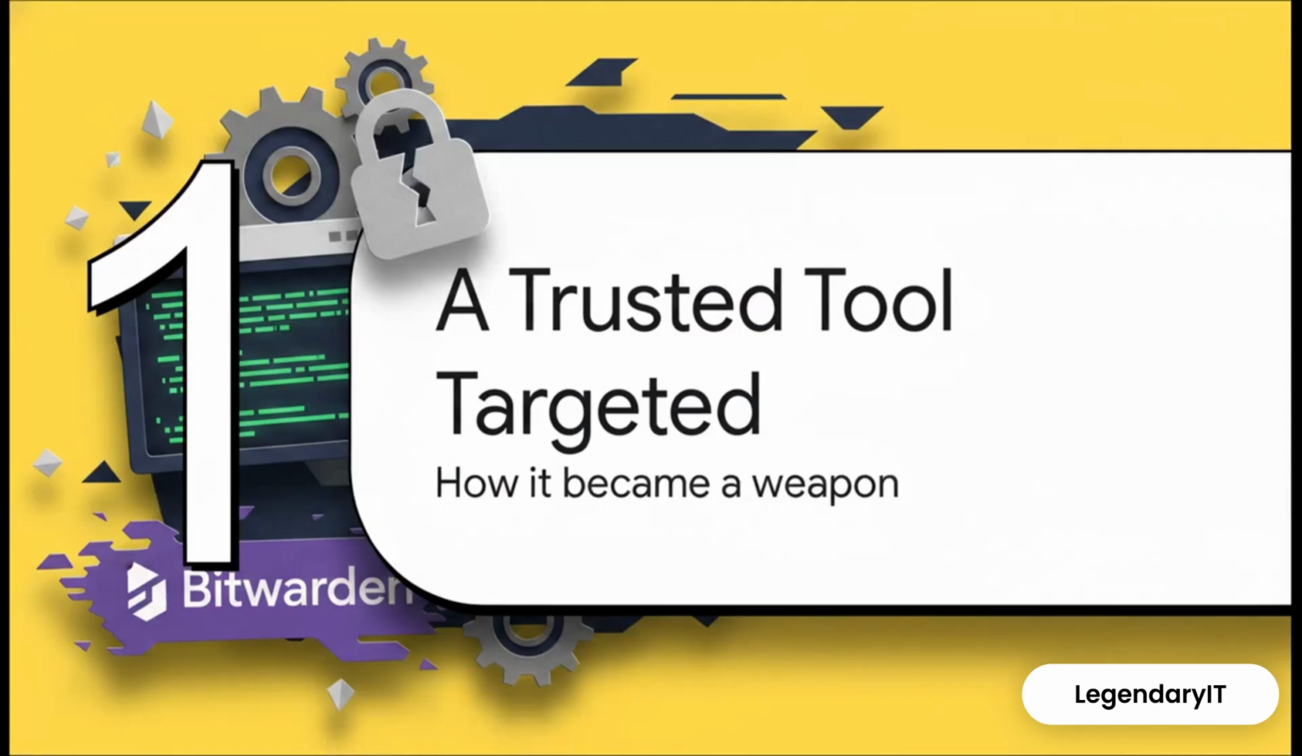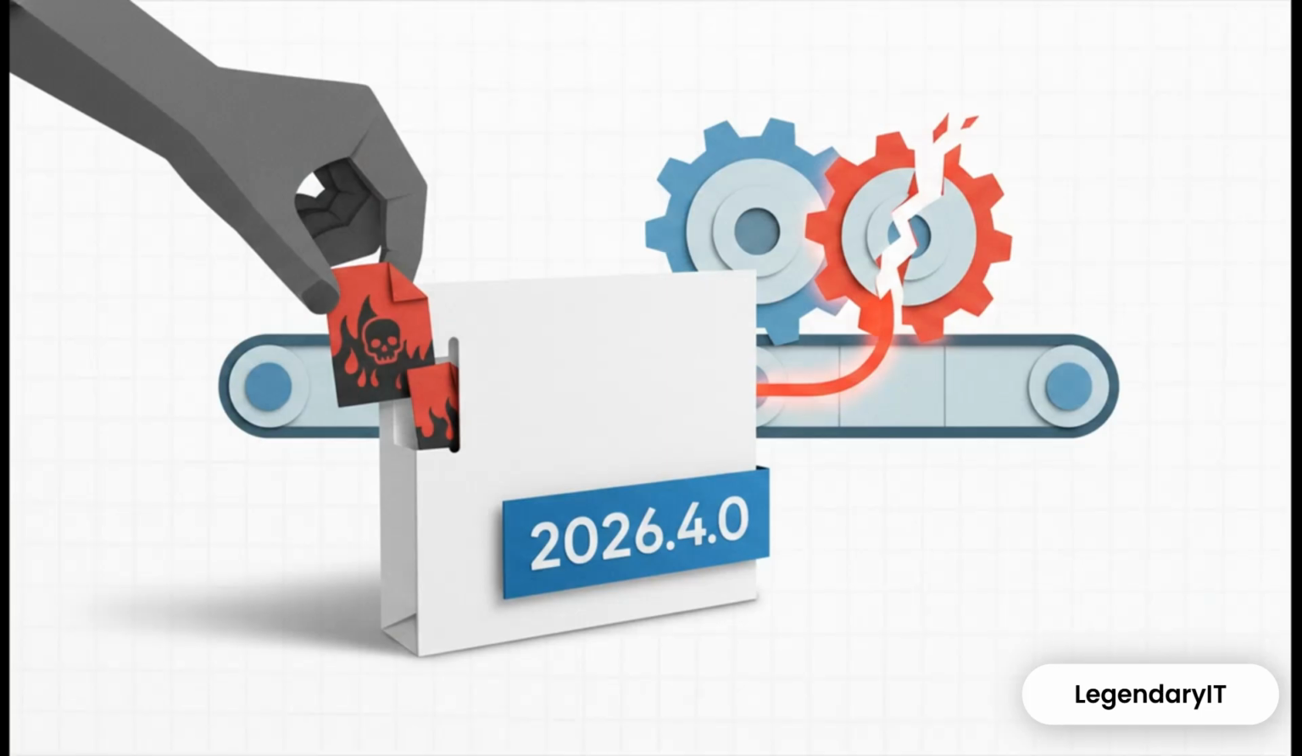And the target here wasn't some obscure random library. Nope, it was the command line interface for Bitwarden, a name that developers and security pros absolutely rely on for managing their secrets. I mean, the very tool meant to be your digital vault was compromised to become a key thief. It's just wild. So, let's get into the specifics.